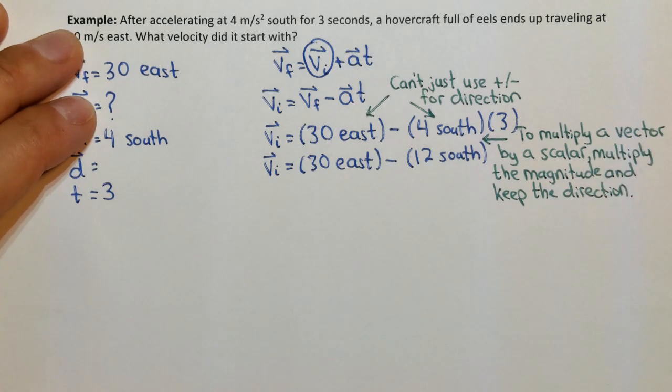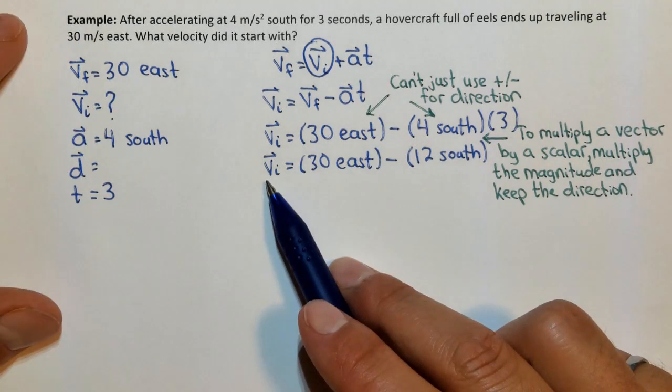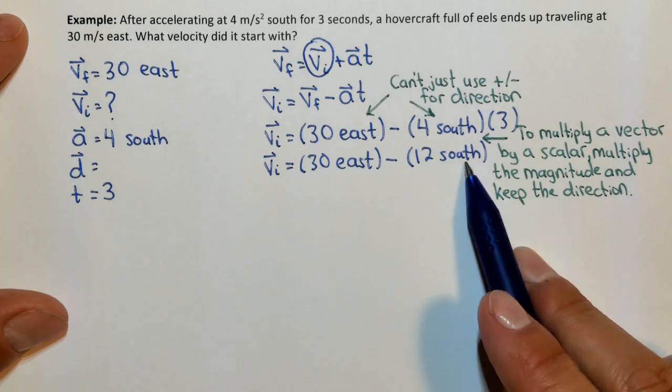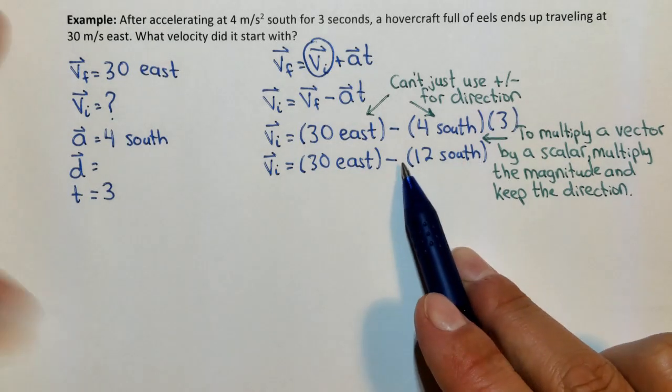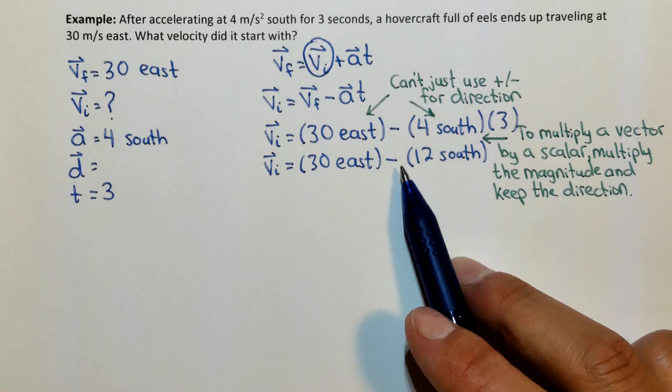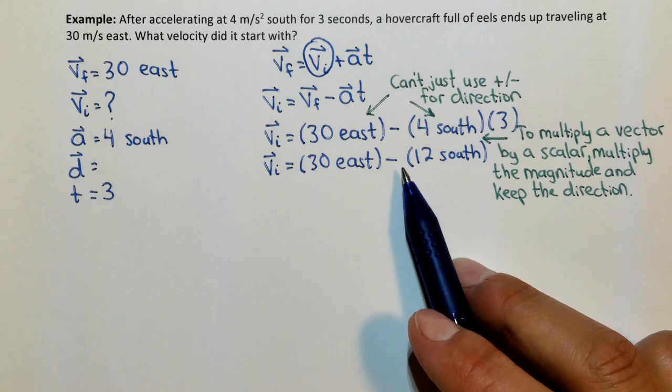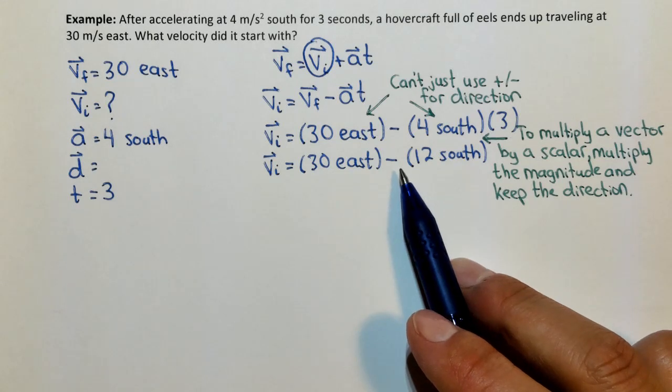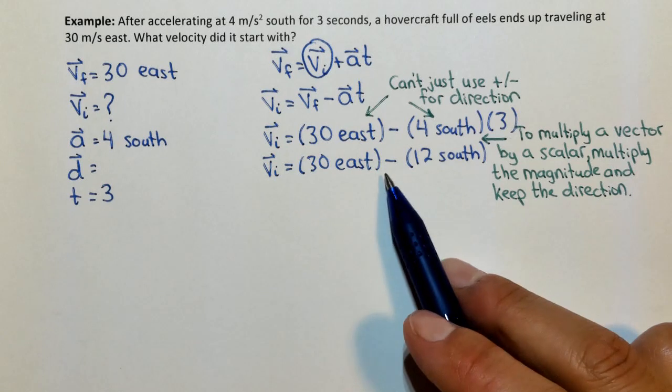Okay, so now, in order to find VI, I've got 30 east, 12 south, two vectors, and I'm subtracting them. Again, this is an operation that's a bit different from what we're used to. Now, you have lots of experience, most likely, adding vectors together. When you add vectors, they can go in any order, they have to go head to tail, and the resultant goes from start to finish. But this isn't adding vectors, this is subtracting.